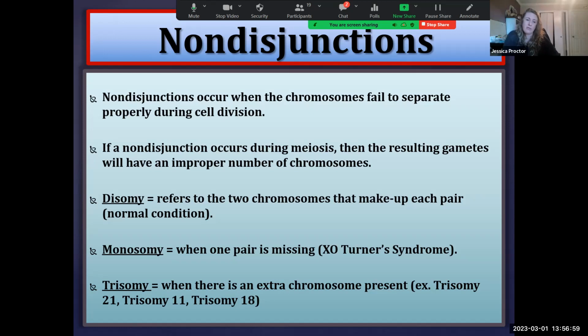So the standard condition, essentially what's typical, what most humans have, is called disomy. So break up that word. Di means two, somy means chromosomes. So that's the typical condition.